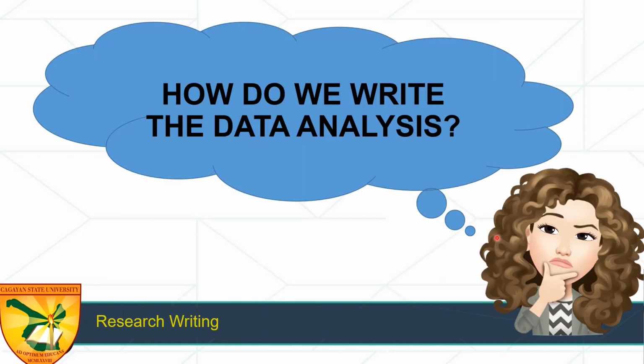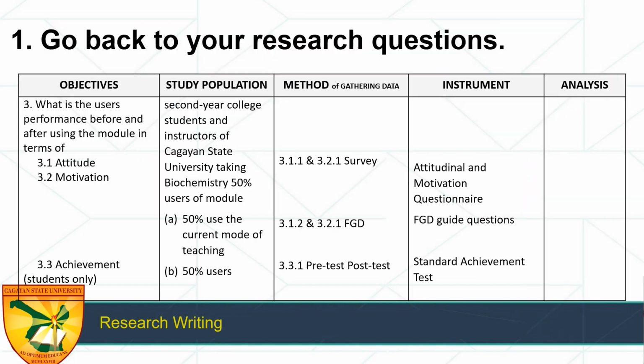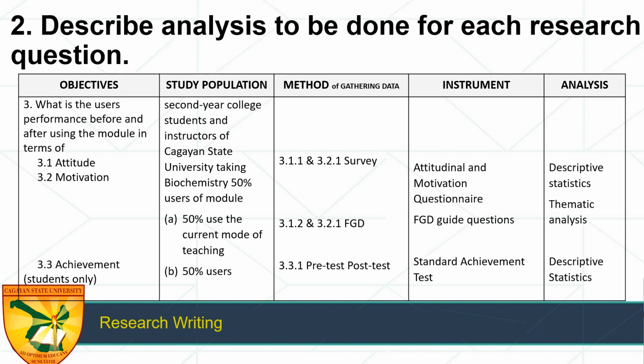Now, how do we write the data analysis part in chapter 3 of your research proposal? You need to go back to your research questions. Again, this table is very essential in doing your data analysis part. Next, describe the analysis to be done for each of the research questions.